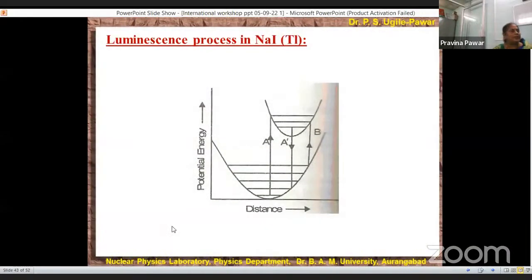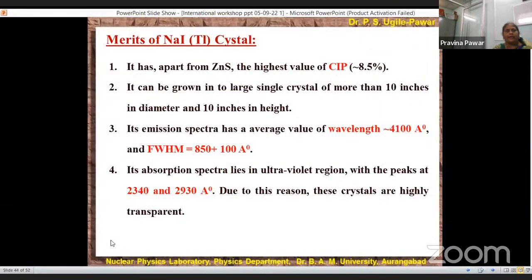See this luminescence process in NaI(Tl). This is the potential energy on the y-axis, and the x-axis is distance. The merits of NaI(Tl) crystal: it has, apart from ZnS, that is zinc sulfide, the highest value of conversion efficiency. It is nearly 8.5%. It can be grown into large single crystals of more than 10 inches in diameter and 10 inches in height. Its emission spectrum has an average wavelength of nearly 4,100 angstrom units, and FWHM, that is full width at half maximum, is 850 plus or minus 100 angstrom units.